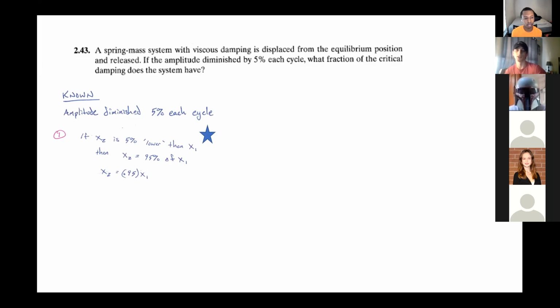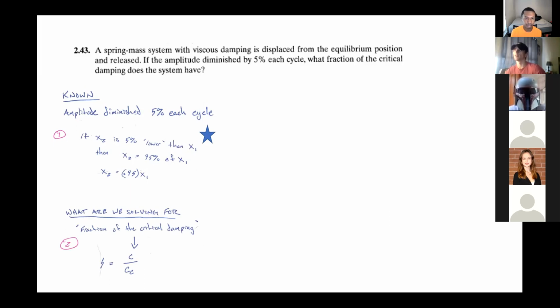Because we'll probably have two easier questions and then two longer problems, and this would be one of the easier ones that can trip people up. But if you do know your stuff, it's super easy. So step 2, what are we solving for? It says, what fraction of the critical damping does the system have?